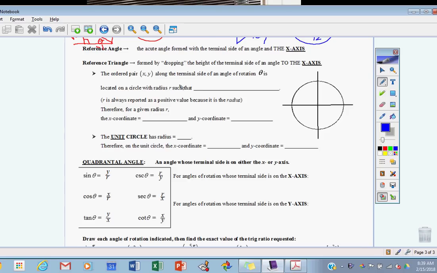I'm hoping to make some cool connections with you here. We had this the other day, the reference angle and the reference triangle notes there.